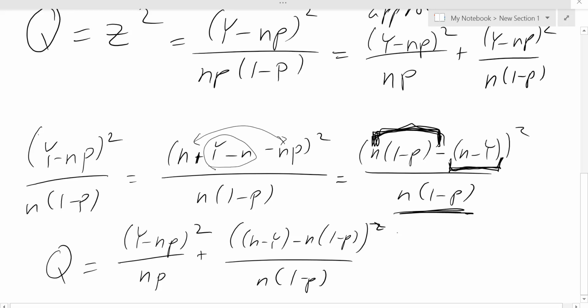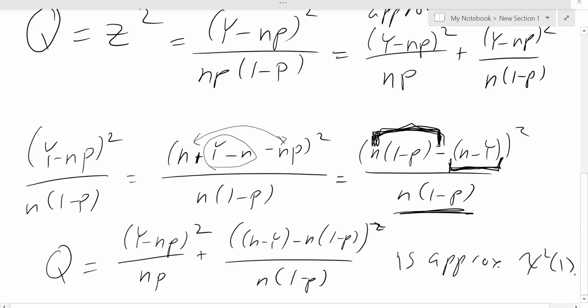Now your book uses y1 and y2, but this is where this comes from. We've got observations minus expected number of observations squared divided by expected number of observations. And same here, right? We haven't done anything except for algebra. This is still approximately chi-squared of 1.